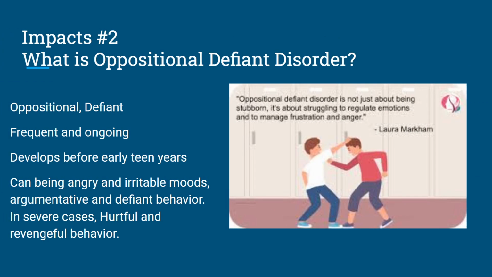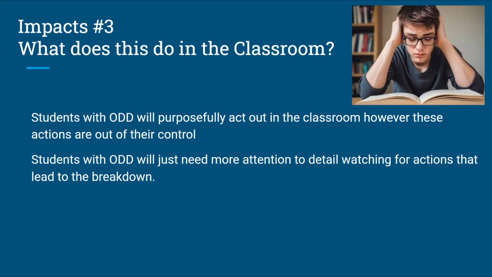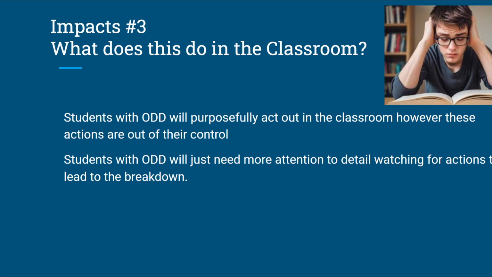So what is ODD, or oppositional defiant disorder? With oppositional defiant disorder, behavior can be frequent and ongoing. It typically develops before the early teens and can lead to students having angry or irritable moods, argumentative and defiant behavior, and in severe cases, hurtful or revengeful behavior. So what does it look like in the classroom? Students with ODD will purposely act out in the classroom, however these actions are very much so out of their control. Students with ODD just need more attention to detail, watching for actions that lead to their breakdown.